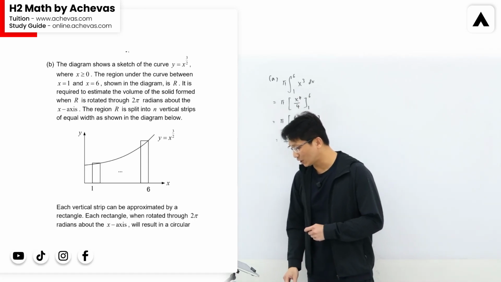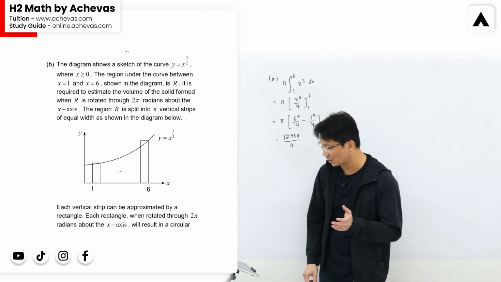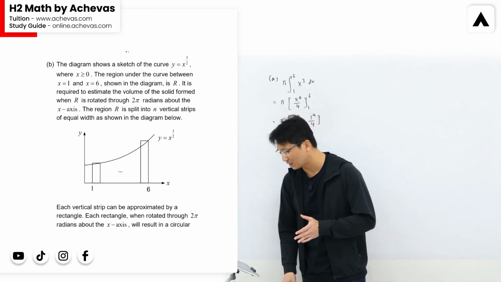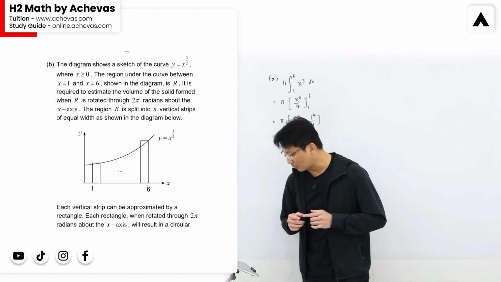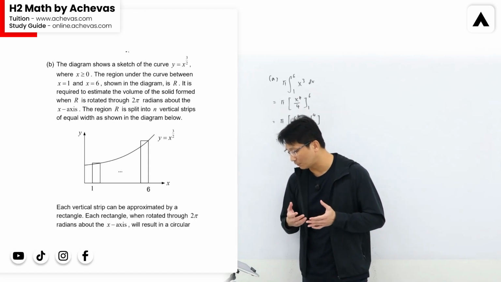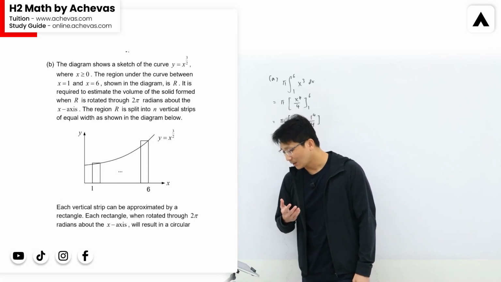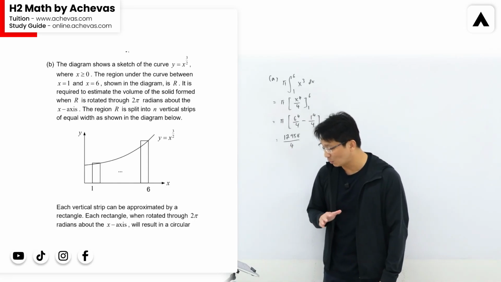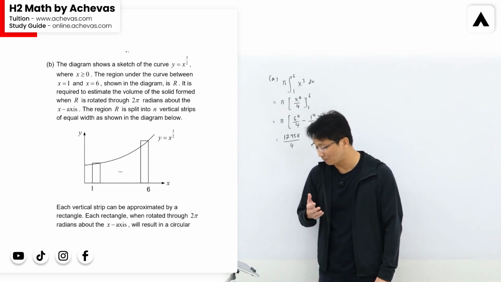We have this equation y equal to x to the power 3 over 2, and the region between the curve, x equal to 1 and x equal to 6, is denoted by this symbol R, and we are required to estimate the volume of the solid when R is rotated 2 pi radians about the x-axis. And the region R is being split into n vertical strips of equal width as shown in the diagram below.